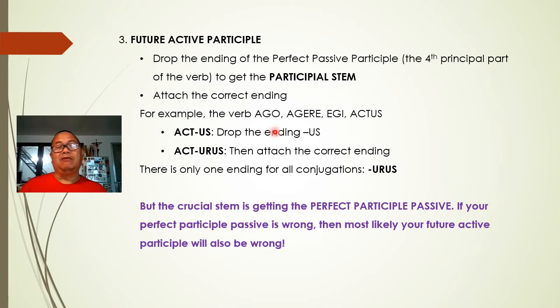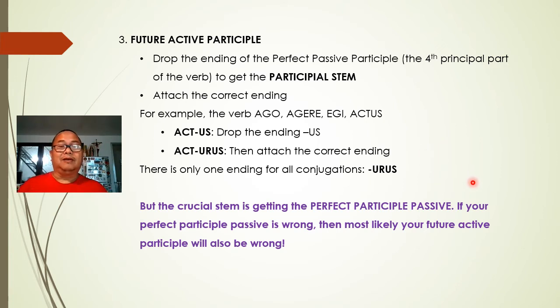An example I gave there is actus, the fourth principal part, the perfect passive participle of ago. Drop the us and you add urus. So the result will be acturus. For example, laudatus, laudaturus; munitus, muniturus; captus, capturus; auditus, auditurus. So, that's it. The future active participle is simple.